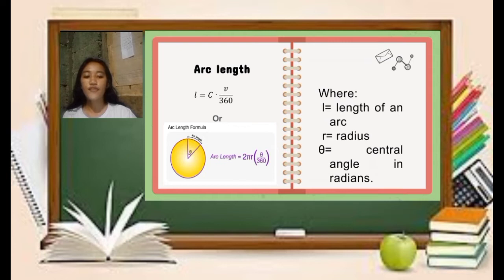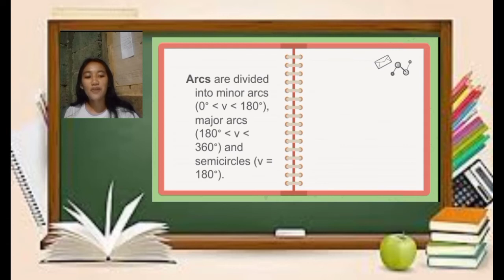Length equals C times theta over 360, or we can use arc length equals 2 pi r times theta over 360, where L equals length of an arc, r is the radius, theta is a central angle in degrees. These are divided into minor arcs, where theta is greater than 0 degree but less than 180 degree, while major arcs is where theta is greater than 180 degree but less than 360 degree. And semicircles is where theta equals 180 degree.